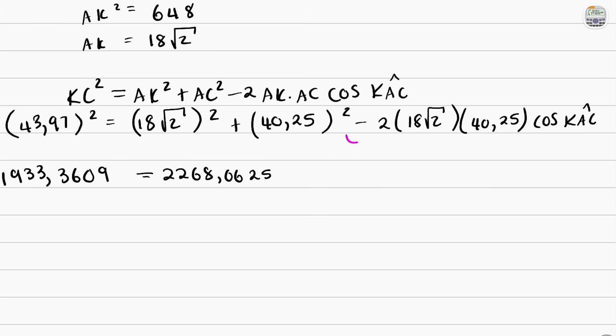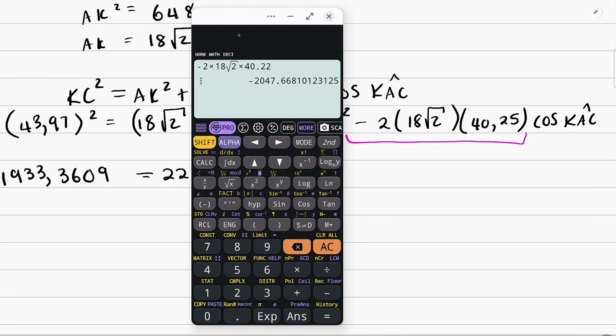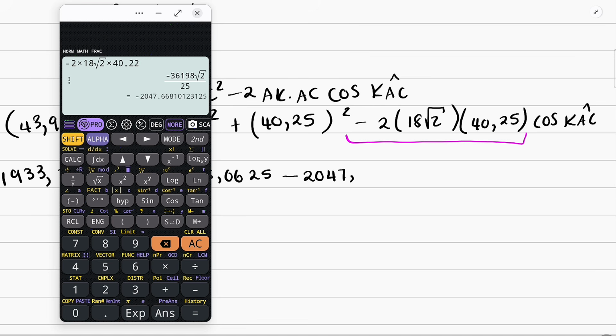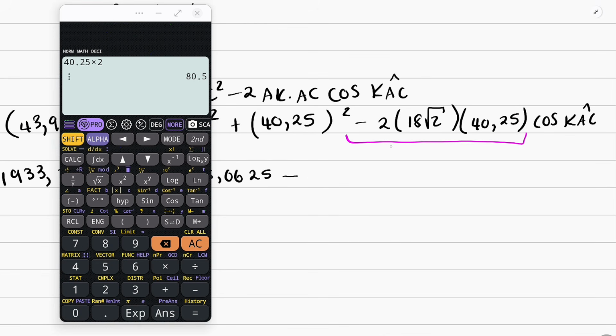So with these ones, just multiply your numbers together first. Notice that they're going to be negative. Okay, so what we get there is a negative 2047 point. Yeah, I should not round off with this one. Okay, so how you multiply this is important. What you can do is just multiply. I'm going to say the negative 2, okay, first multiplied by this 40.25. And so we get this, right?